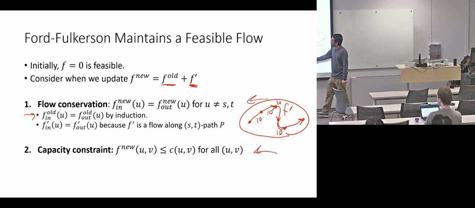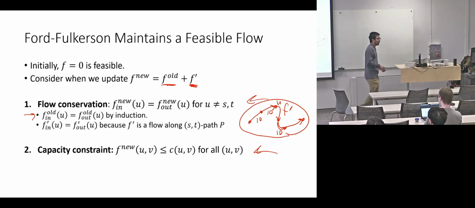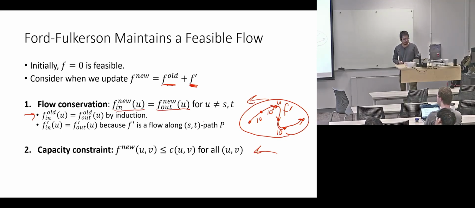So in and out of F old and F prime are the same for every node that is not source and sink. So it means that in and out of F new must be the same too. So this is checked. Good.